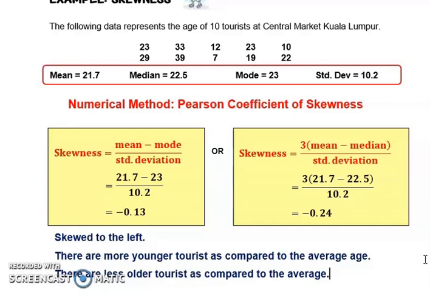If you want to use the values mean and mode, for example 21.7 minus 23, you will get a negative value. If you get negative, you will get a negatively skewed distribution. Otherwise, if mean minus mode gives a positive value, then it is a positively skewed distribution.